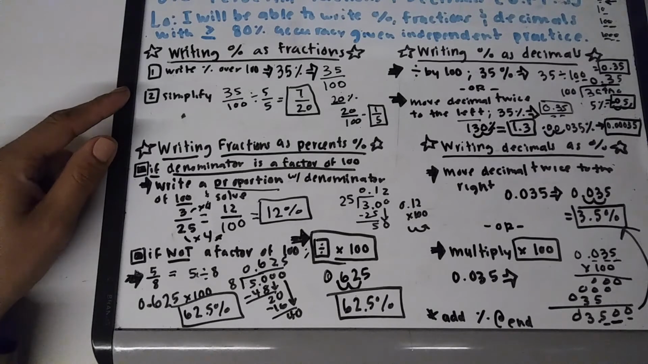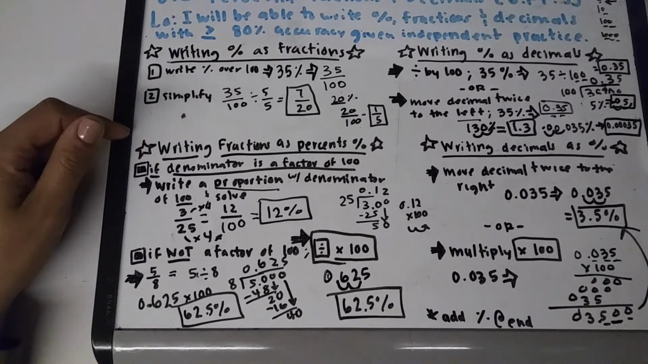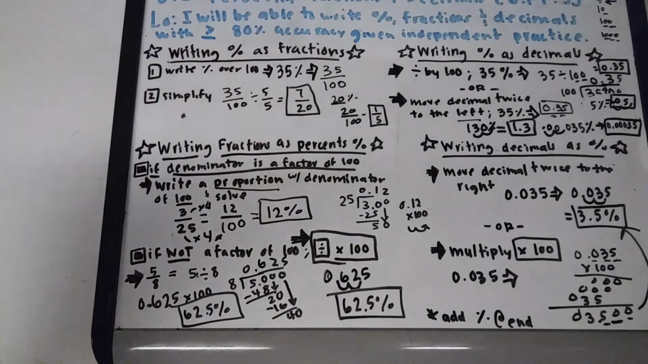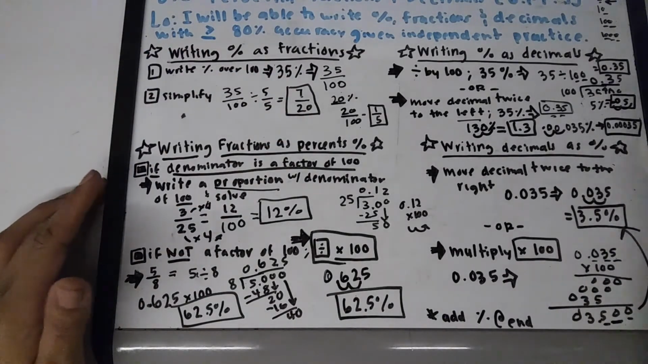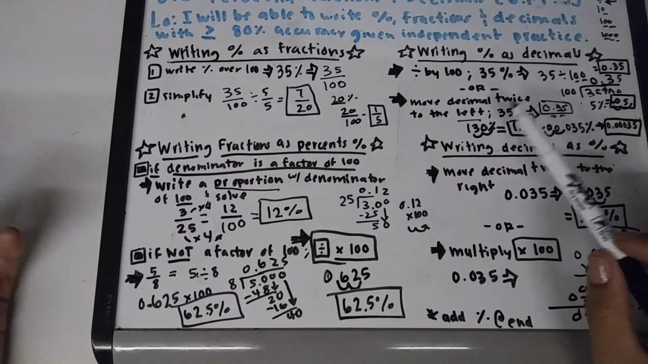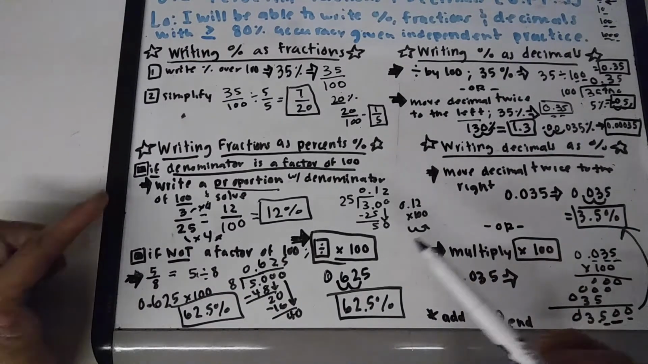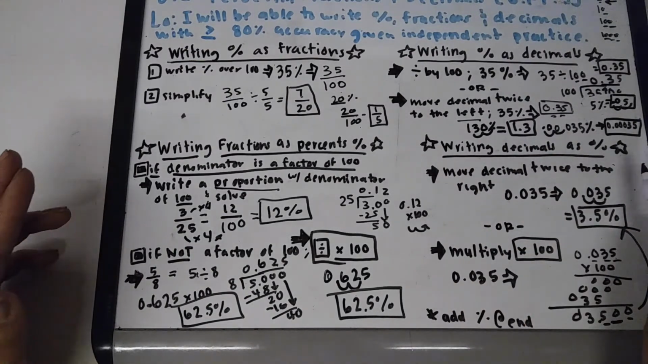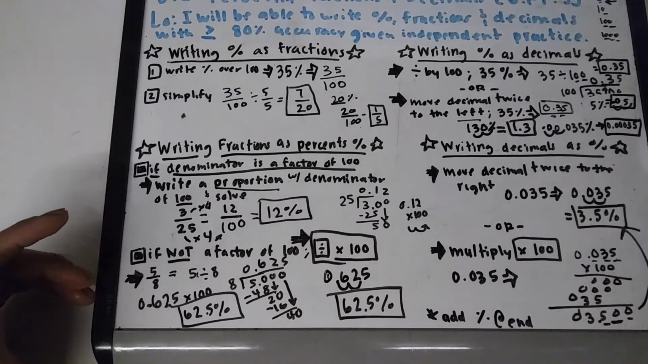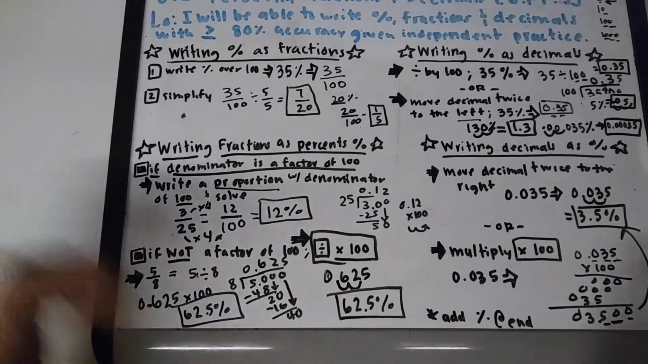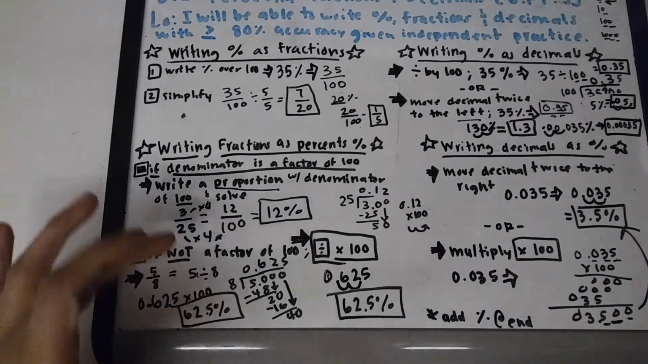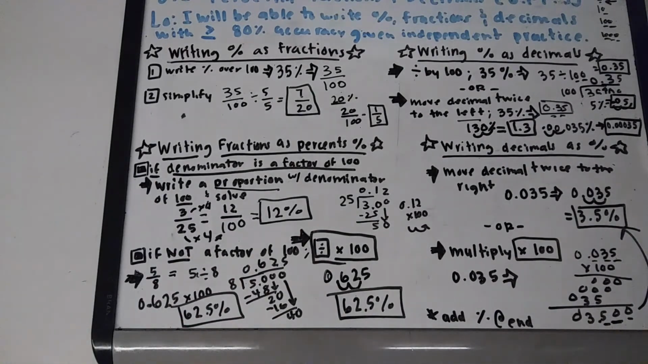So remember, writing a percent as a fraction: you write over 100, and then you simplify, and make sure that you get to the simplest form. Writing a percent as a decimal, you basically divide by 100, or just move your decimal twice to the left. Writing a decimal as a percent, you basically move it to the right, so use the opposite. And then writing a fraction as a percent, you can create a proportion, or you can divide and multiply by 100, which is basically you divide to get the decimal, and then you move your decimal twice to the right, and make sure that you add the percent symbol.